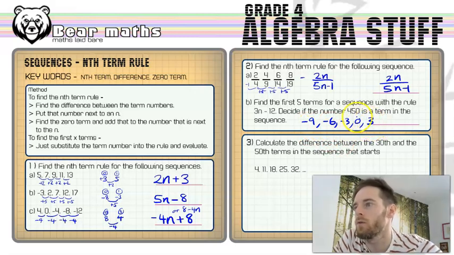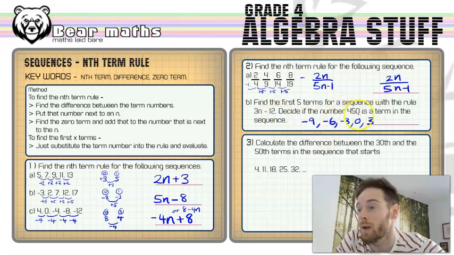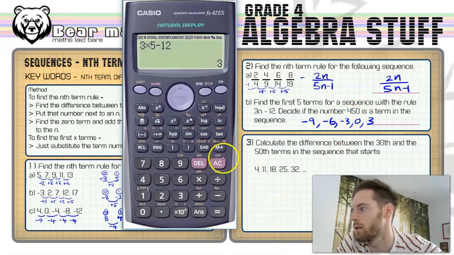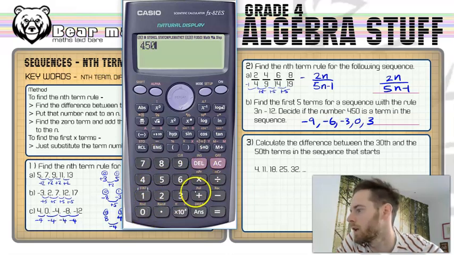Now, is 450 a term in that sequence? So there's the first bit of the question done. All right, is 450 in that sequence? Well, if we added 12 to 450 and then divided by 3, let's just see what that gives us. So we've got 450, and I don't like this calculator sometimes, 450 plus the 12, and that equals 462. And then we divide that by 3. If it gives us a whole number, we're winning.